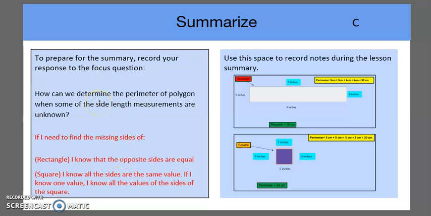How can we determine the perimeter of a polygon when some of the side length measurements are unknown? If I need to find the missing sides of a rectangle, I know that the opposite sides are equal. And for a square, I know all the sides are the same value. If I know one value, I know all the values of the sides of the square. And here's a diagram that demonstrates both a rectangle and a square.